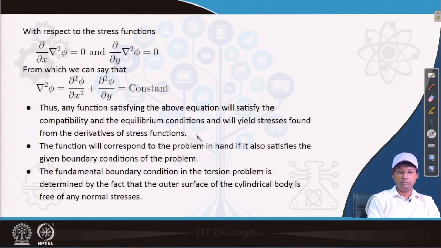So, it is quite clear if phi satisfies these and if we know the phi, we can find out the stresses. The functions will correspond to the problem in hand if it is also satisfying the given boundary conditions of the problem. So, boundary condition has to be satisfied for a particular type of problem and then it will represent that particular problem's solution. The fundamental boundary conditions in the torsion problem is determined by the fact that the outer surface of the cylindrical body is free of any normal stress.